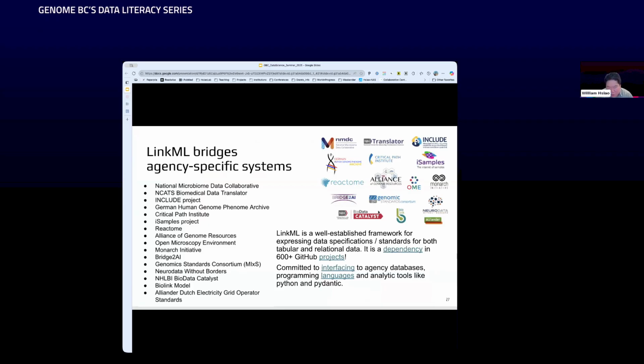So as I mentioned, the challenge we have is not just making the data human readable, but also machine readable. So underlying all these standards is a common data modeling language called LinkML. And this LinkML modeling language allows us to bridge agency-specific systems. By doing so, it allows us to interface the agency databases with the common standard and therefore be able to import and export data in and out of these systems.